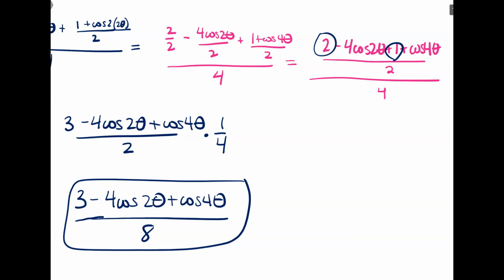Cool. So this is in terms of cosines of multiple angles, right? We have a quadruple angle and we have a double angle, and no powers greater than 1. Cool. So it's a lot of work.